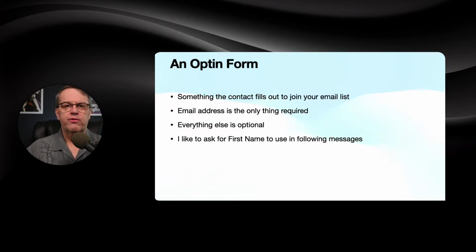So I like to ask for a first name to use in following messages. So when I send an email out to somebody, I'll say like, hi, comma, and then it'll say contact name. So hi, William, hi, Betty, hi, Jerry, hi, Dave, hi, Sally, whatever it is. I like to use people's names, at least at the beginning and sometimes inside the body of the email. And it's just a little personalization factor. I don't really ask for anything else.